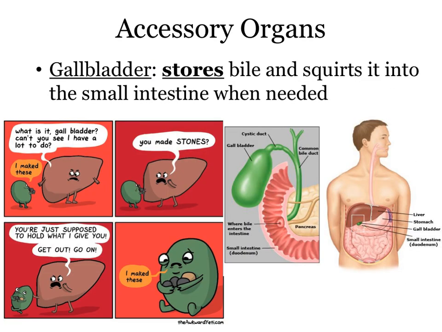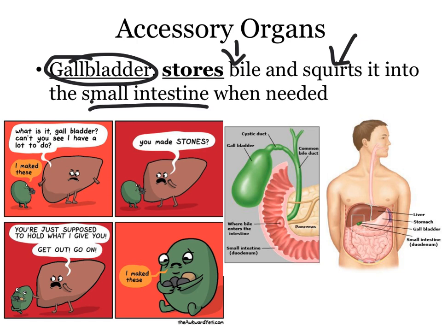So it turns out, even though the liver makes bile, the bile is not stored in the liver. It's actually stored in this organ called the gallbladder. So the gallbladder stores bile and releases or squirts that bile into the small intestine when food enters the small intestine. So we said that lipids are broken down in the small intestine. So first bile emulsifies the lipids, and then lipases, those enzymes that break them down, come in and break the triglycerides down into their monomers.